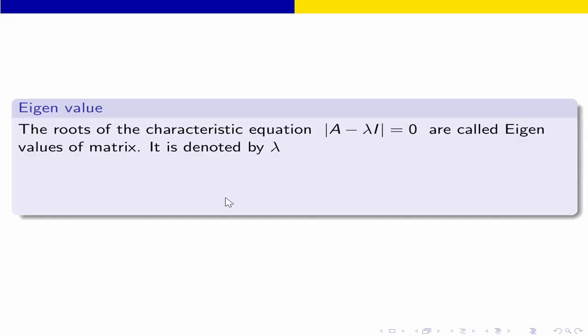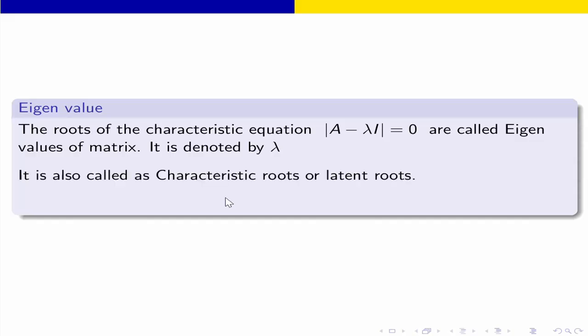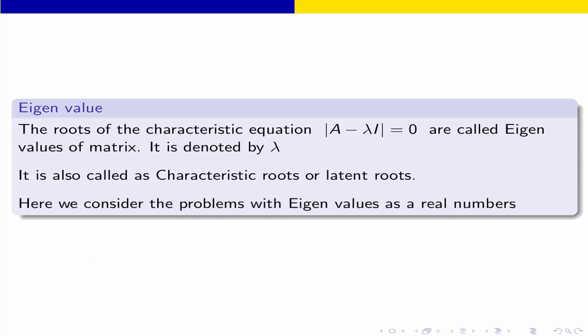That means, suppose for a 3 by 3 matrix we will get a cubic equation. A cubic equation means 3 roots are there. Therefore lambda 1, lambda 2, lambda 3 are the eigenvalues of the given matrix A. It is also called characteristic roots or Latent roots. Here we consider the problem with eigenvalues as real numbers.